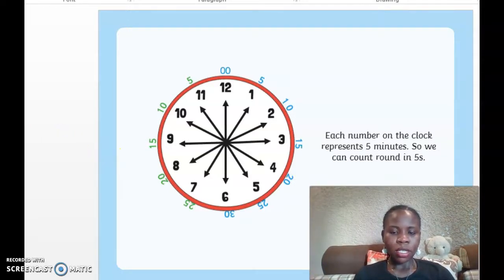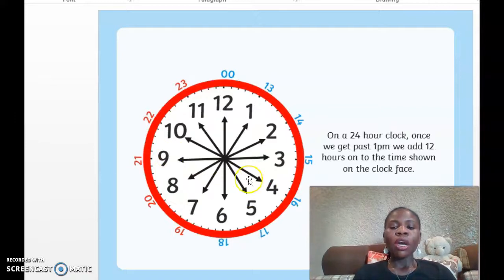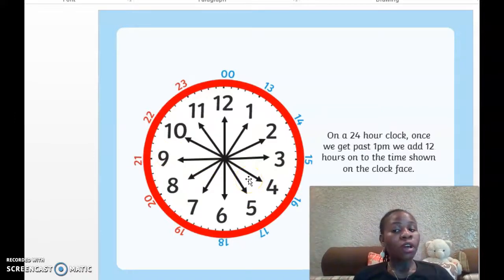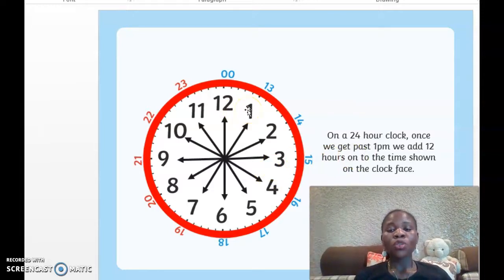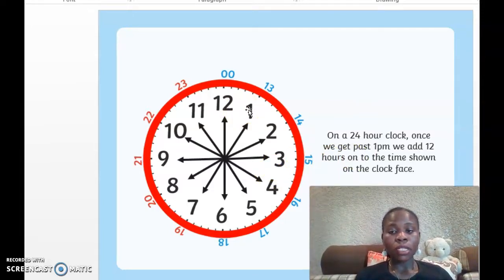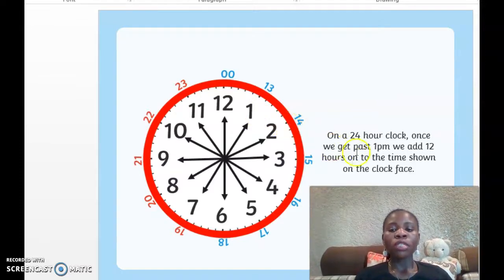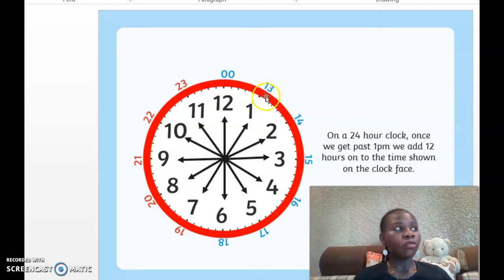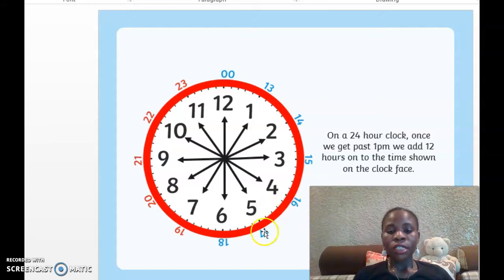Yes, let's check this. On a 24-hour clock, once we get past 1 p.m., we add 12 hours to the times shown on the clock face. Like if I reach 1, I add 12 to 1, I'll get 13. 2 will be 14 hours, 3 will be 15 if I add 12. 4 will be 16 hours, 5, 17, 6, 18.